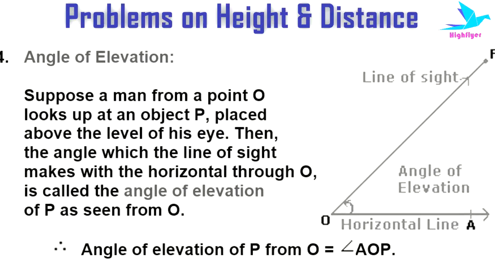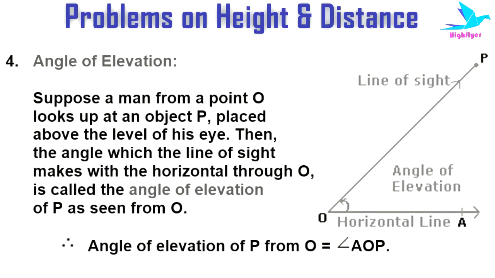Then let's see angle of elevation. Suppose a man from a point O looks up at an object P, placed above the level of his eyes. Then the angle which the line of sight makes with the horizon O is called the angle of elevation of P as seen from O. So angle of elevation of P from O equals AOP.